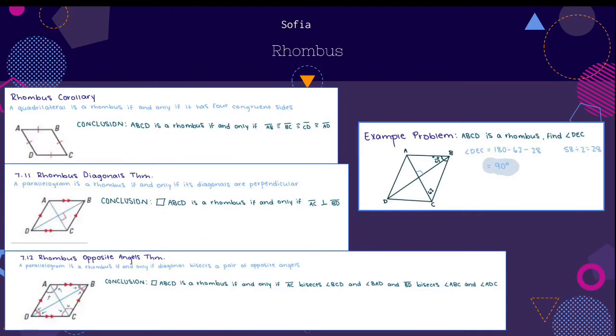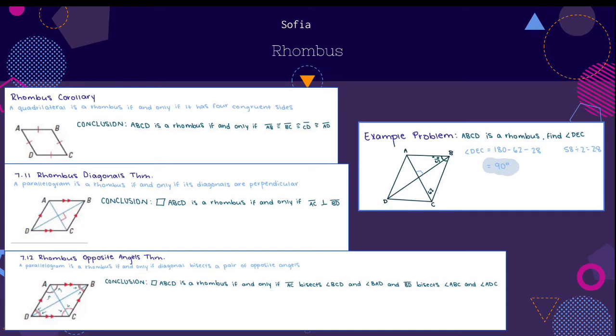To start off the rhombus theorems, we have the rhombus corollary, which states a quadrilateral is a rhombus if and only if it has 4 congruent sides. 7.11, the rhombus diagonals theorem, states a parallelogram is a rhombus if and only if its diagonals are perpendicular. 7.12, the opposite angles theorem, states a parallelogram is a rhombus if and only if diagonals bisect a pair of opposite angles.